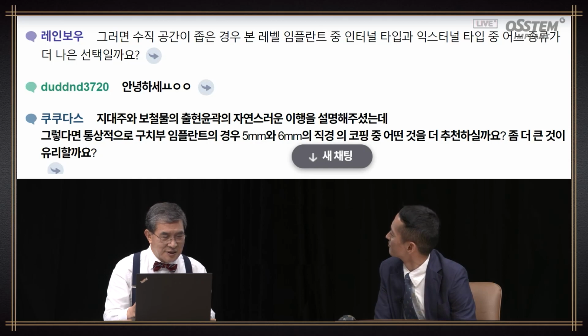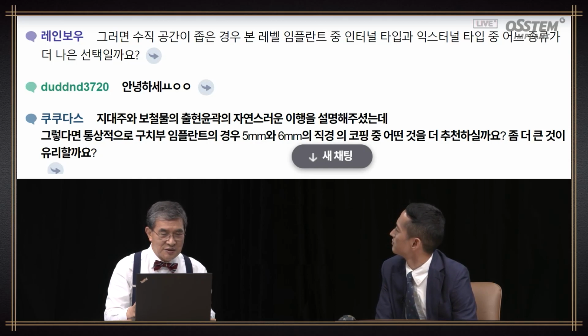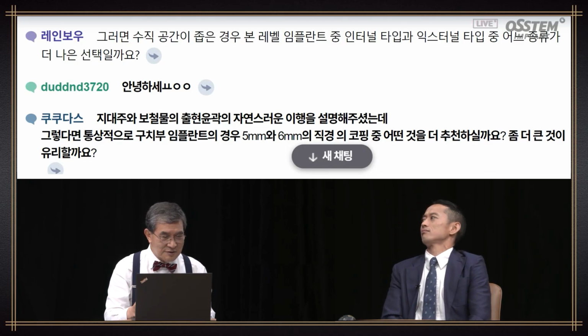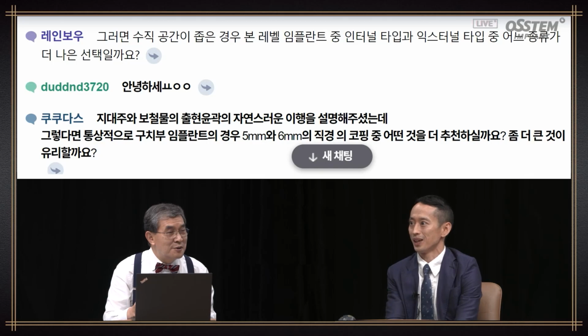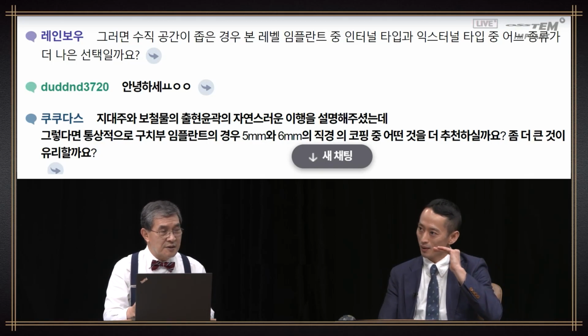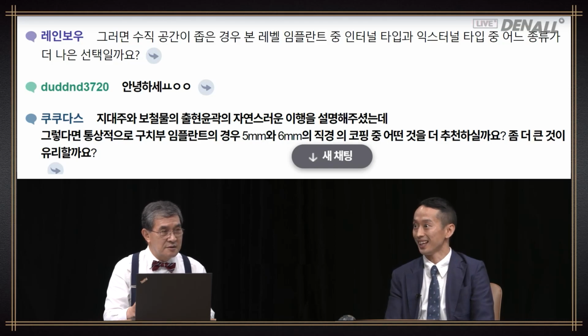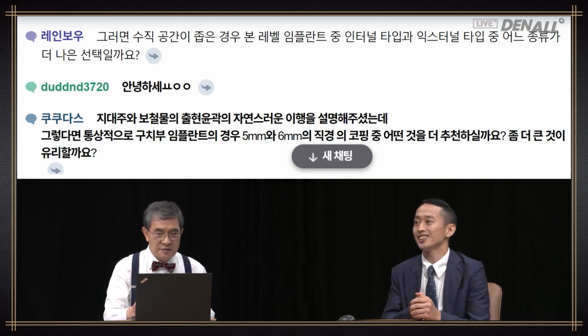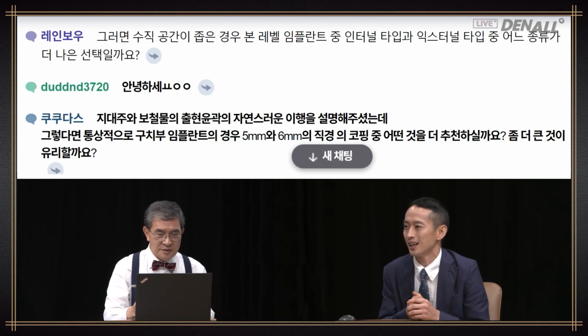ID rainbow. If the vertical space is limited, which do you believe is better? External type or internal type bone level implant? There's no major difference. There may be difference with the tissue level and bone level implant, but I do not believe there's major difference in terms of external or internal connection. There's no major difference.